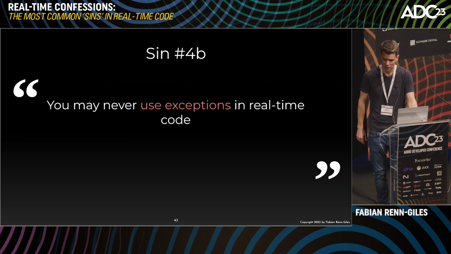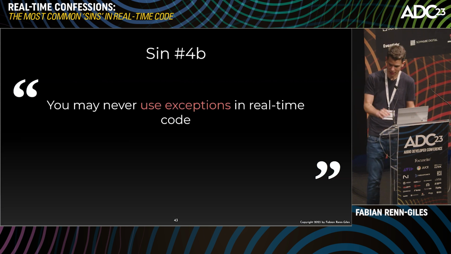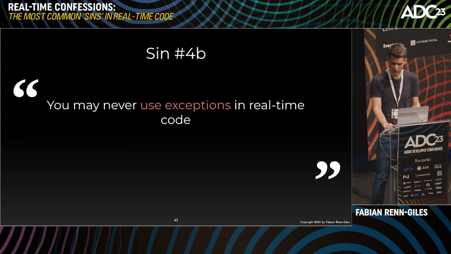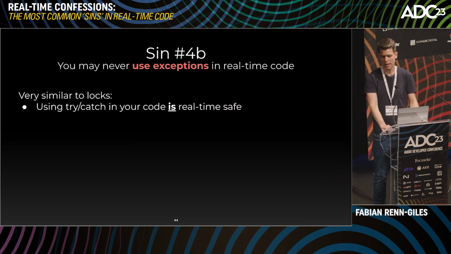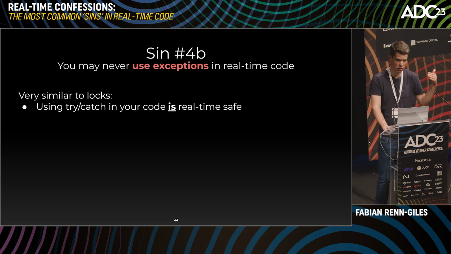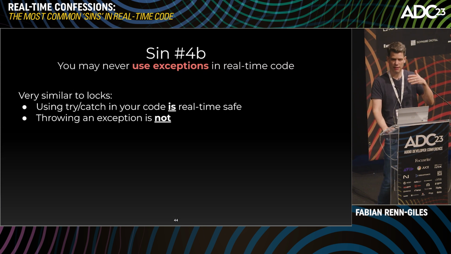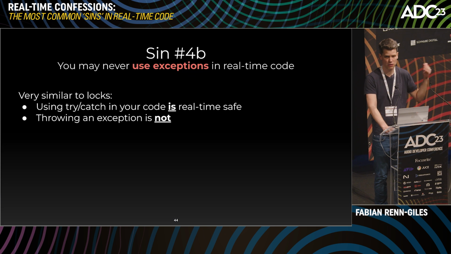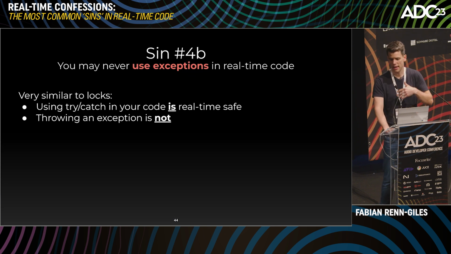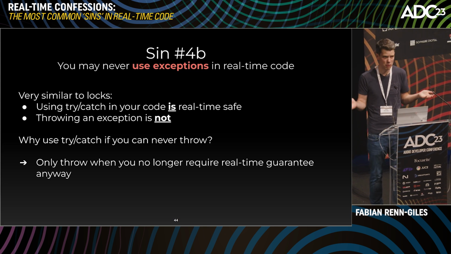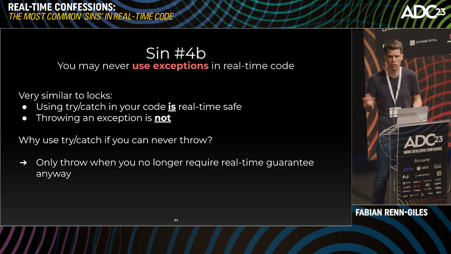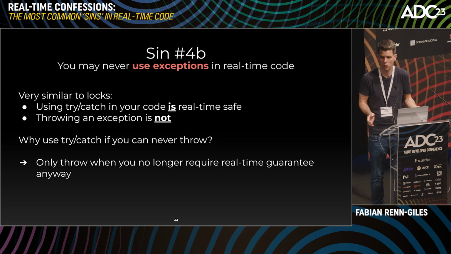So this leads to sin 4B. You may never use exceptions, and this is really quick because it's very, very similar to locks. The try-catch part of an exception is always real-time safe. It's the throwing of an exception that is not real-time safe. And again, you might ask, well, isn't this a bit useless? Like, why have a try-catch block if it can never throw an exception? Well, exactly the same thing as before. You only throw an exception when you know that the real-time guarantees no longer hold anyway.